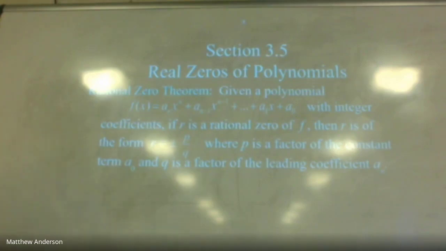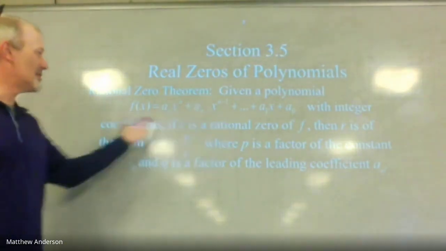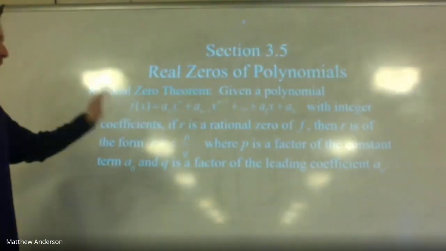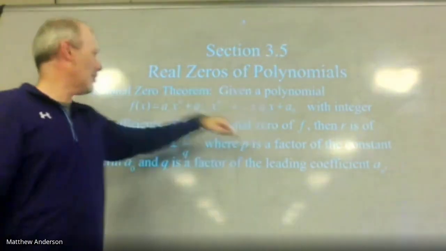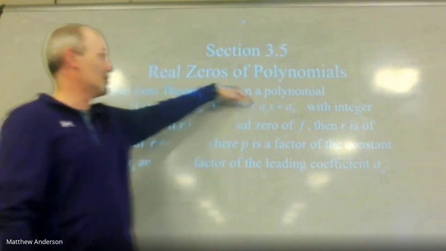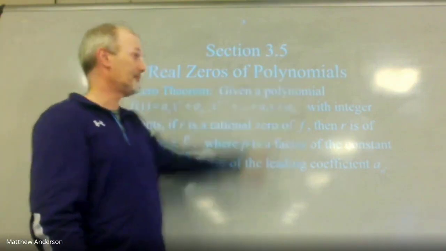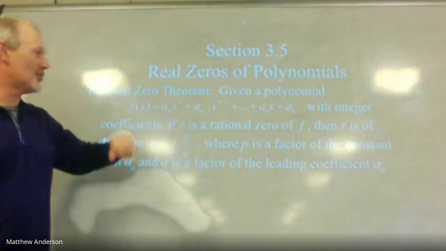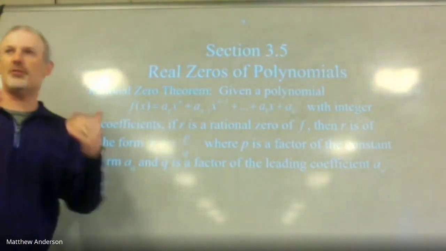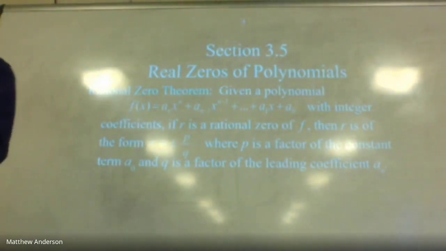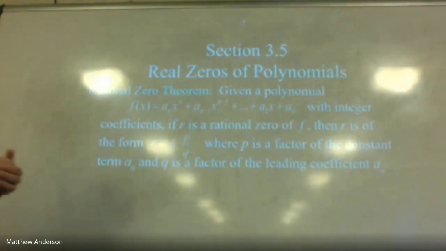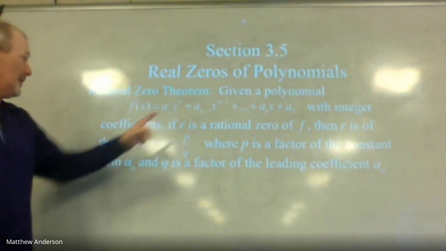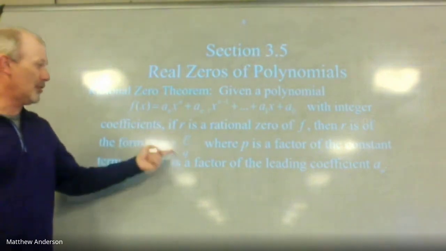So if we're given this polynomial, and again, this is just the generic form of any polynomial, nothing really amazing about it, but just the idea is it's written in descending order. So your biggest power is first, and your smallest power, your constant, is last. It has integer coefficients. If r is a rational zero of f, so rational means it's a fraction of two integers. Okay, that's what rational numbers mean. You can write it as a fraction with two integers. It can be written of this form, p over q with a plus or minus in front.